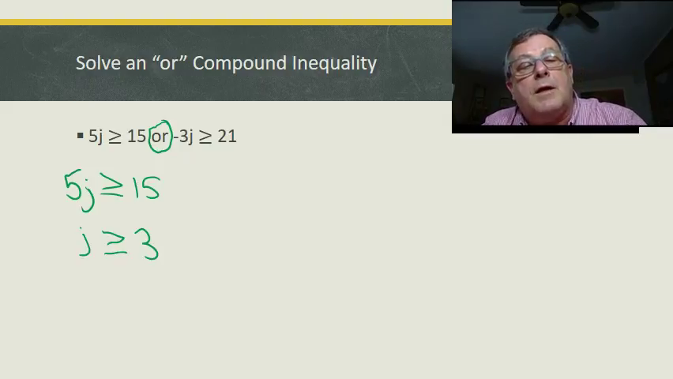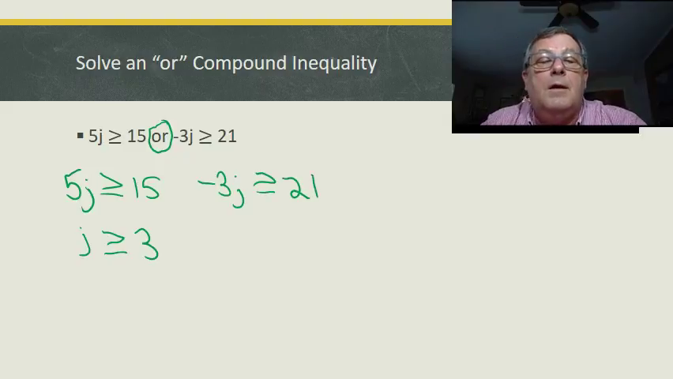So I'm cool there. Let's go to the next side, and here I've got negative 3j is greater than or equal to 21. Well, to isolate the j, I'm going to divide both sides of the inequality by negative 3, but there I go. I'm dividing by negative 3, and so rather than greater than or equal to, this is now going to become a less than or equal to. And when I divide 21 by negative 3, that's going to give me negative 7.